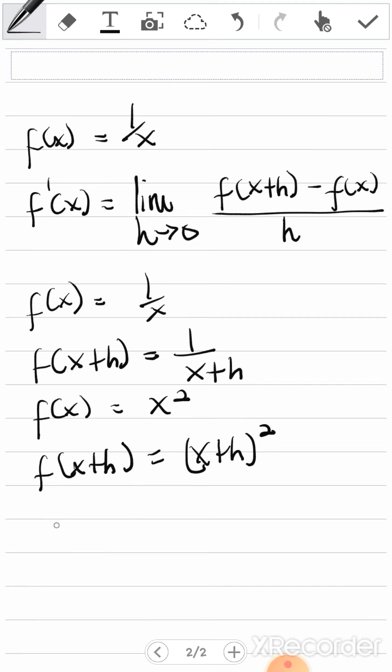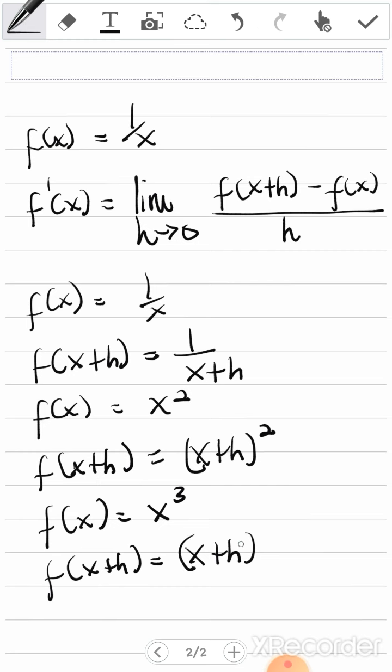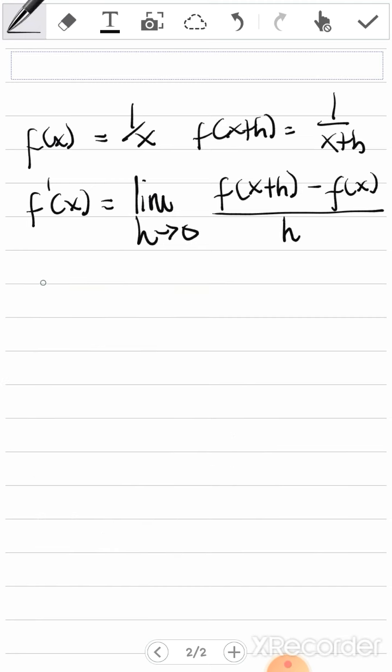Let me give the last one. f of x is equal to x cubed, so x to the power 3. What are we going to get for f of x plus h? We are going to get x plus h, exponent 3. Alright, with that said, we are going to go straight to the formula. So let's solve them. That means our f of x plus h is going to be 1 over x plus h, minus our f of x. What is f of x? 1 over x was given in the question.